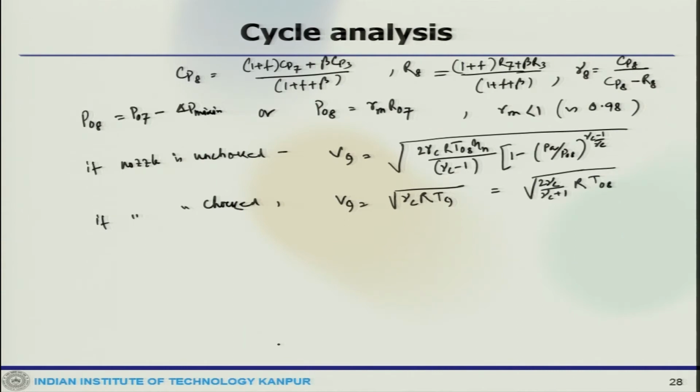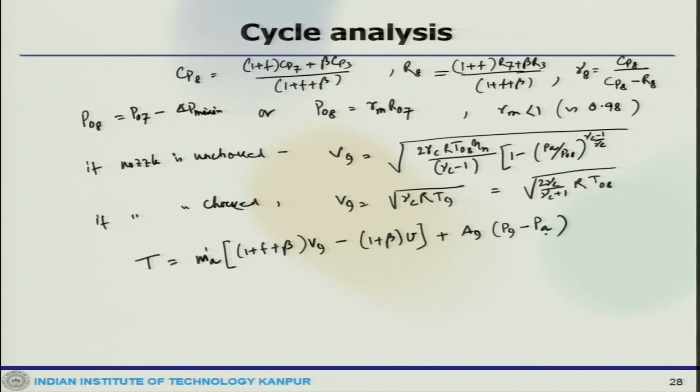and the equivalent thrust force is given as m dot A times 1 plus F plus beta V9 minus 1 plus beta U, plus A9 P9 minus PA. So, that is what you get, and then also we can find out TSFC, m dot F by T. So, that is how one has to look at the mixed flow engine.